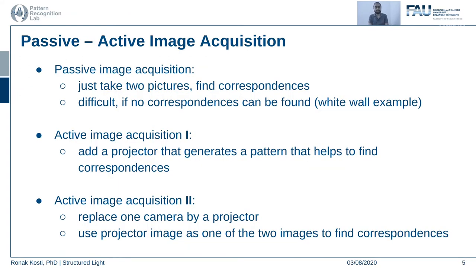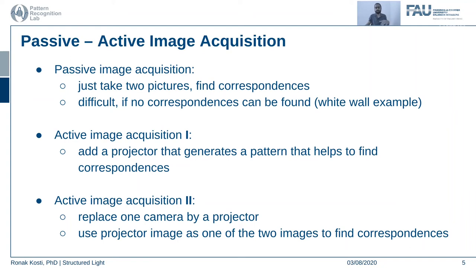So, what are the main differences between active and passive image acquisition techniques? We have already seen that in passive image acquisition, we just capture a few pictures and find correspondences between different distinctive features, and it is difficult because sometimes correspondences cannot be found. For example, when the surfaces are featureless, a good example is a white wall. Whereas in the case of active image acquisition, there are two ways. The first one is the one in which we add an additional projector or a source of light that generates some pattern on the already set up.